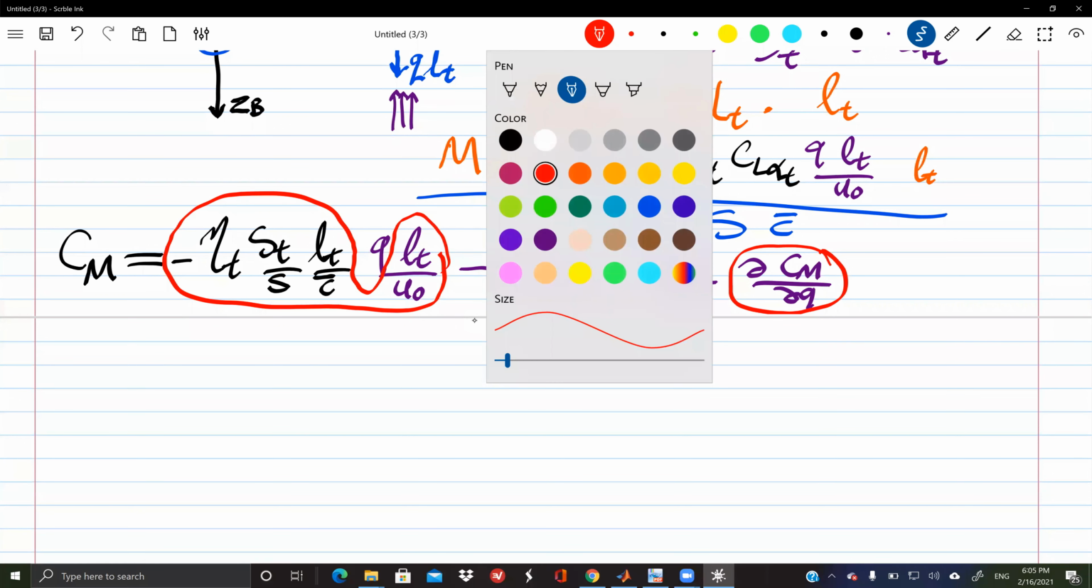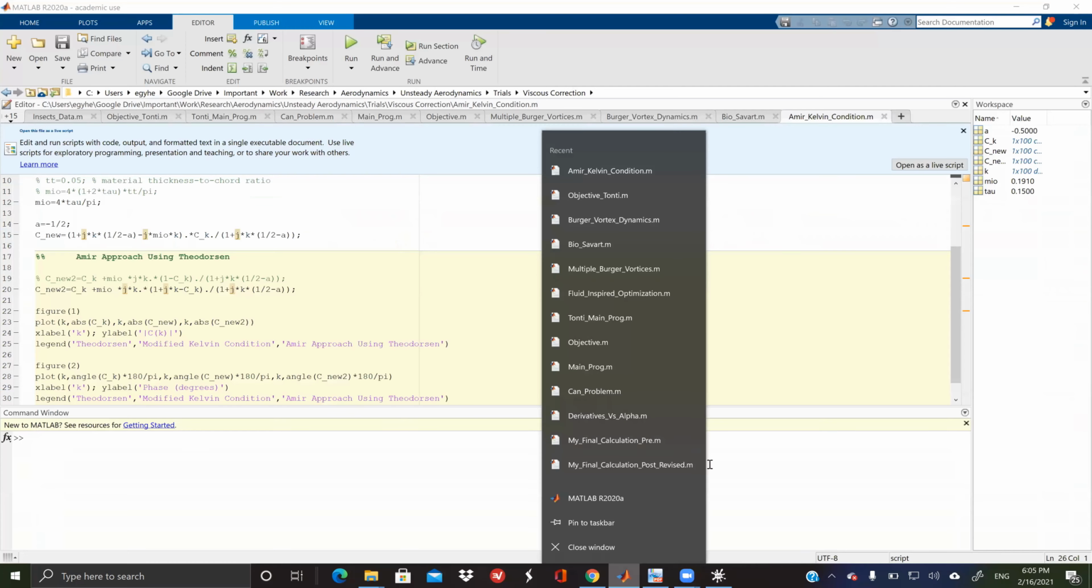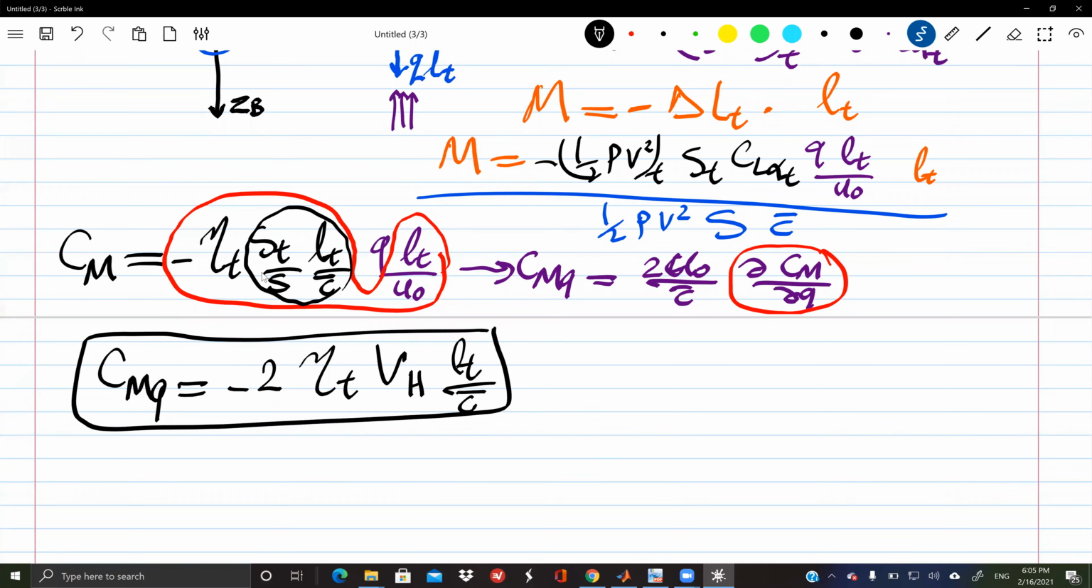So now we're done. CMQ is negative. Here is the 2. When you multiply U naught by U naught, they go away. And I have eta tail. And you are also experts that this collection is simply VH, and L tail over C bar. This is CMQ. Any question about that? Because you're going to do this over and over again. I'm going to do 2 other examples for derivations.